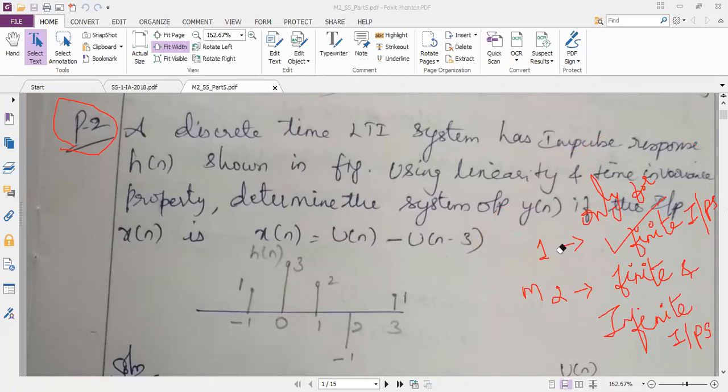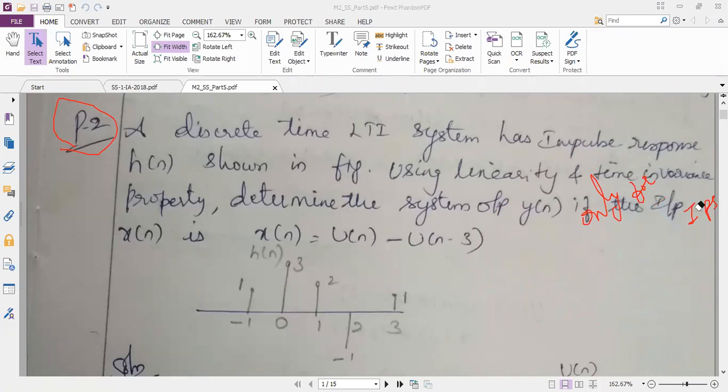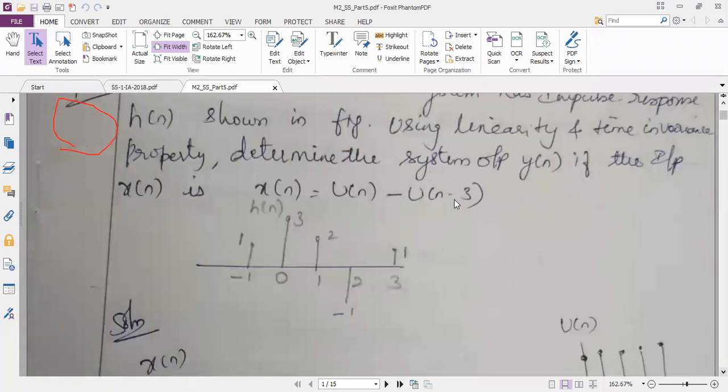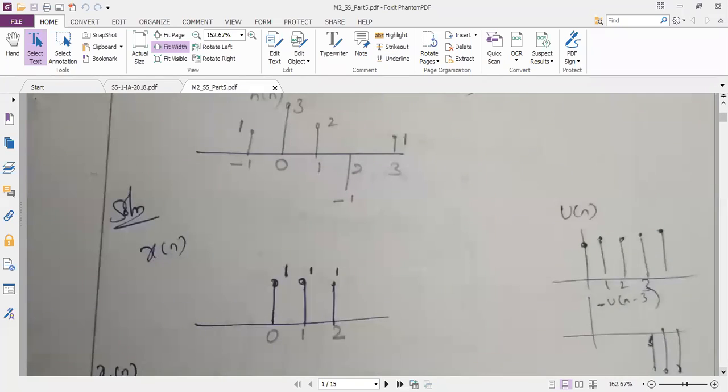Since method 2 is applicable for both types of inputs, rather than method 1, I will try to solve all the problems in method 2 only. I hope you understood why we follow method 2, because method 2 is applicable for any type of input. But if you feel comfortable with method 1 and inputs are finite, you can choose that method also, that doesn't matter.